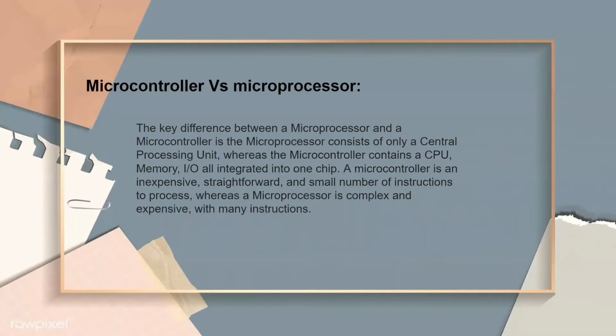Next is microcontroller versus microprocessor. The key difference between them is that a microprocessor consists of only a central processing unit, whereas a microcontroller consists of a CPU, memory, and input output all integrated into one chip. A microcontroller is inexpensive and straightforward, with a small number of instructions to process, whereas a microprocessor is very complex and expensive. This is the difference between microcontroller and microprocessor.